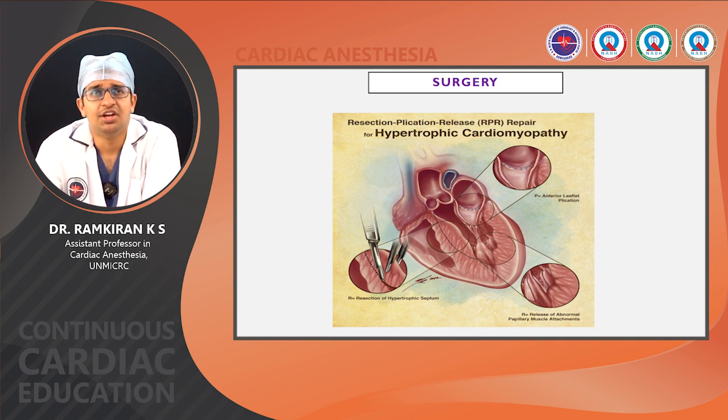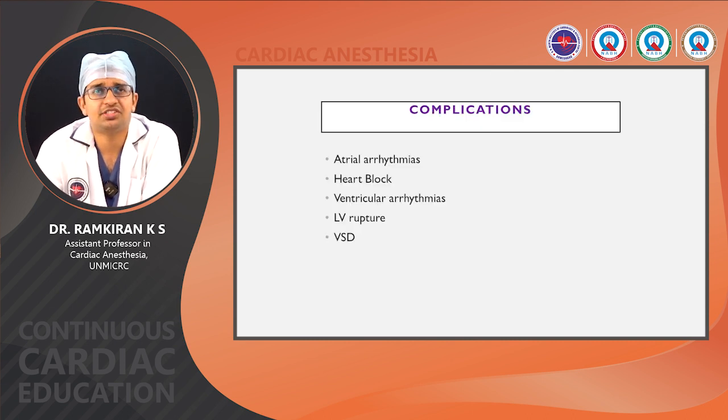So what is the surgery? Usually they undergo septal resection of the hypertrophied septum. Apart from that, sometimes plication of the anterior mitral leaflet, and release of the abnormal papillary muscle attachments. These are the three main steps usually involved in patients undergoing HOCM repair. The complications, in decreasing order, would be atrial arrhythmias, heart block, ventricular arrhythmias, LV rupture and iatrogenic VSD.